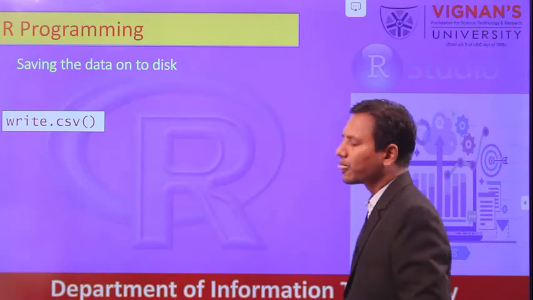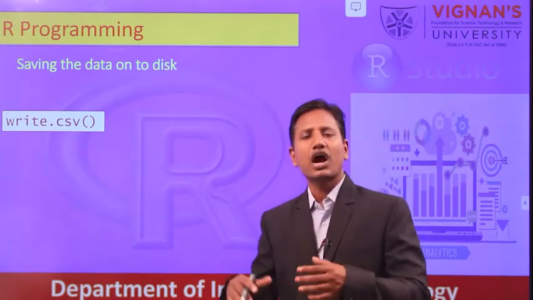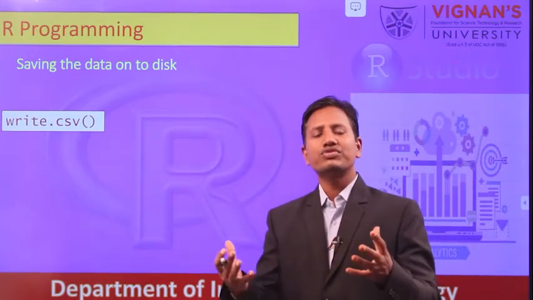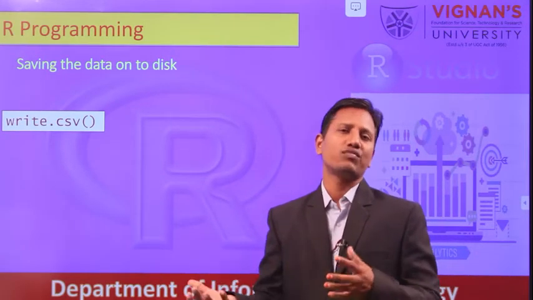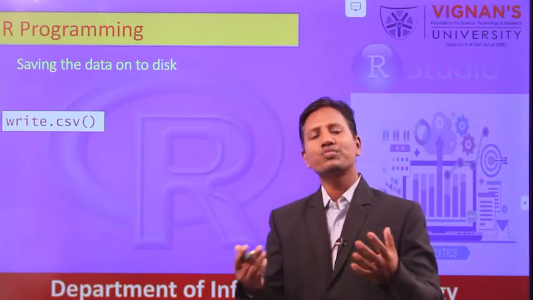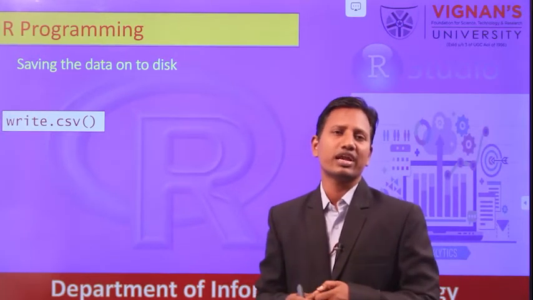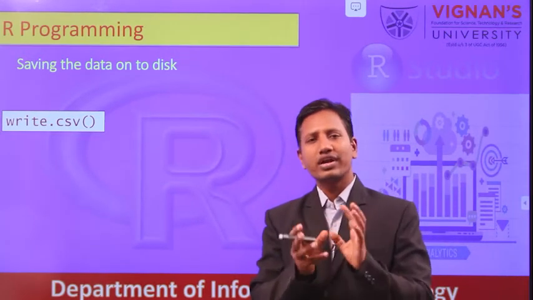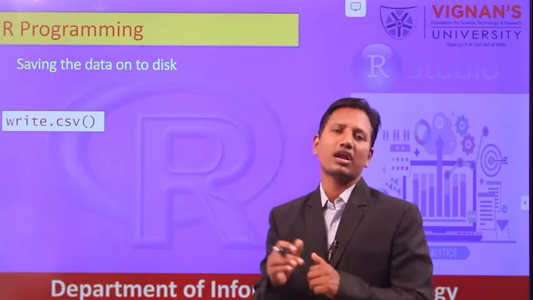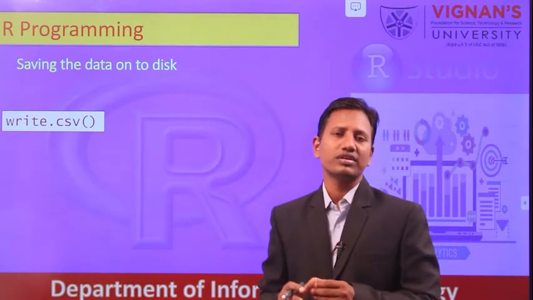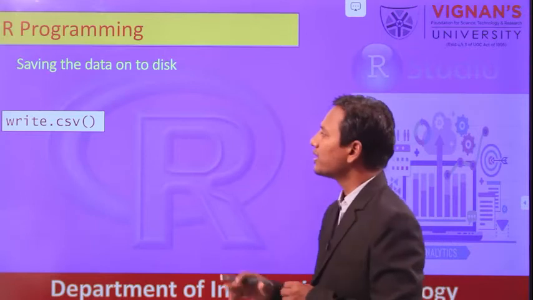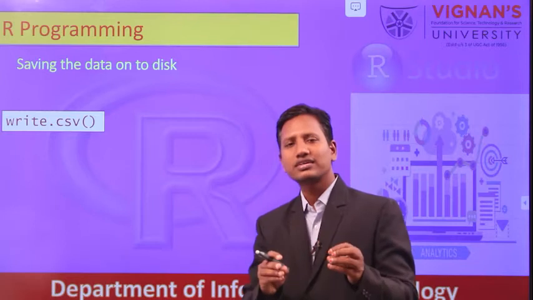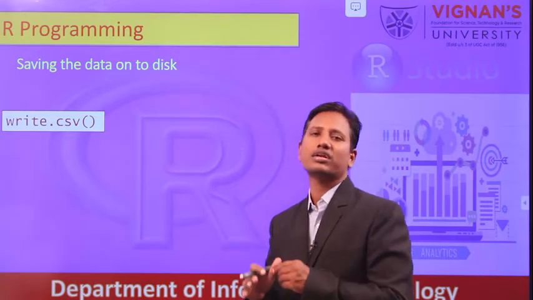So now we have learned how to load the data from the external environment. By using the read.csv function, we have loaded the data, and assume that we have done some modifications to the data. We performed some operations on the data, and that modified data I want to store on my hard disk. For this, we have a function called write.csv.